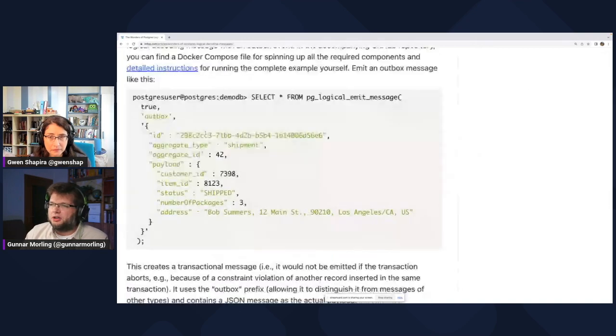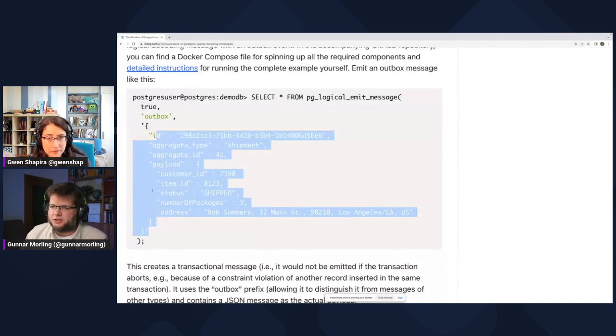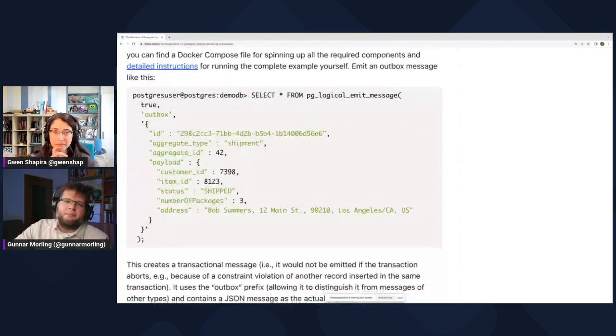First of all, this is how it could look, to give you a real example. Here, I have my message with the number of packages, whatever my business data is. And when I model my application in terms of domain-driven design, I could have things like an aggregate ID and an aggregate type. So this is about shipments, or this is about customers, and so on. And this is for shipment 42.